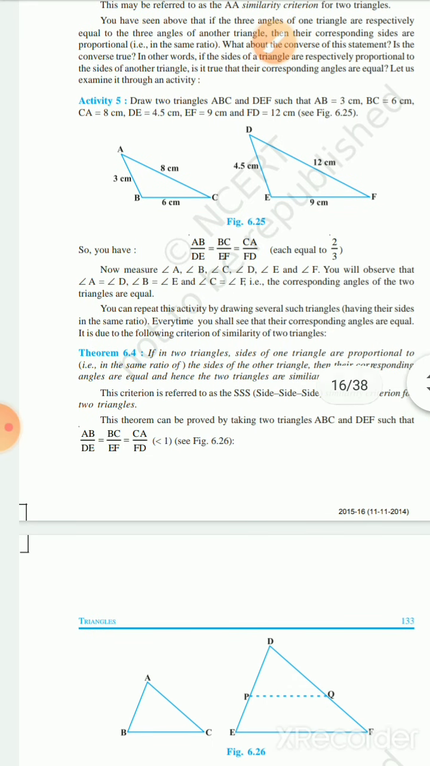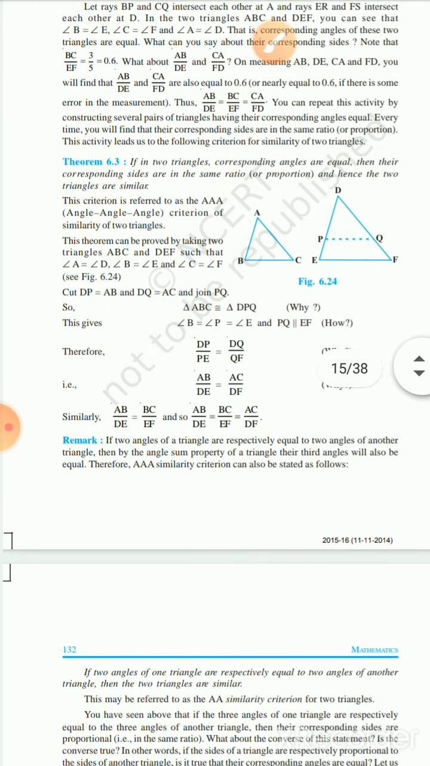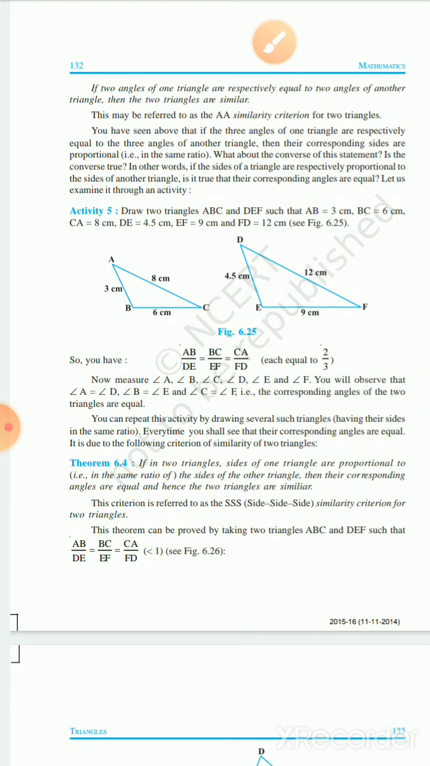Now let's come to the second theorem. It is: if in two triangles the sides of one triangle are proportional to, that is in the same ratio as, the sides of the other triangle, then the corresponding angles are equal and hence the two triangles are similar. In the previous theorem we had proved that when the angles are equal, the sides are in equal proportion and hence the triangles are similar. In this theorem we are taking it that the sides are proportional to the sides of the other triangle, and then the corresponding angles are equal and hence the triangles are similar. It is sort of vice versa from the first one, which is called side criteria.